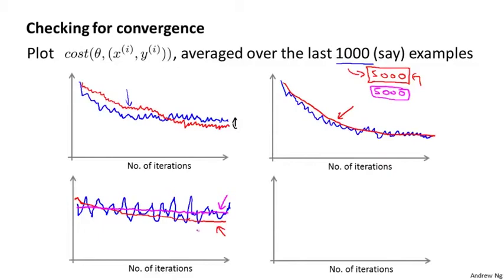else about the algorithm. Finally, one last thing that you might see would be if you were to plot these curves and you see a curve that looks like this, where it actually looks like it's increasing. And if that's the case, then this is a sign that the algorithm is diverging. And what you really should do is use a smaller value of the learning rate alpha.